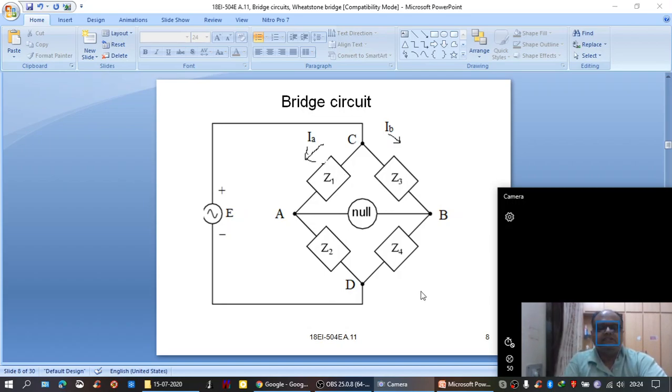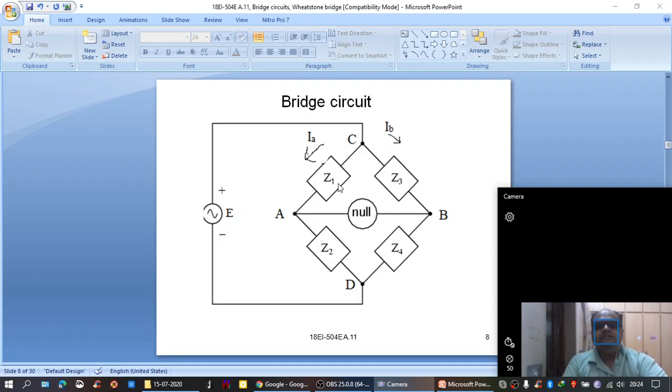That means you can say that for any bridge at balance, the product of the impedances in opposite arms is equal. This is a generalized statement, because Z1 Z4 equal to Z2 Z3 in this case.